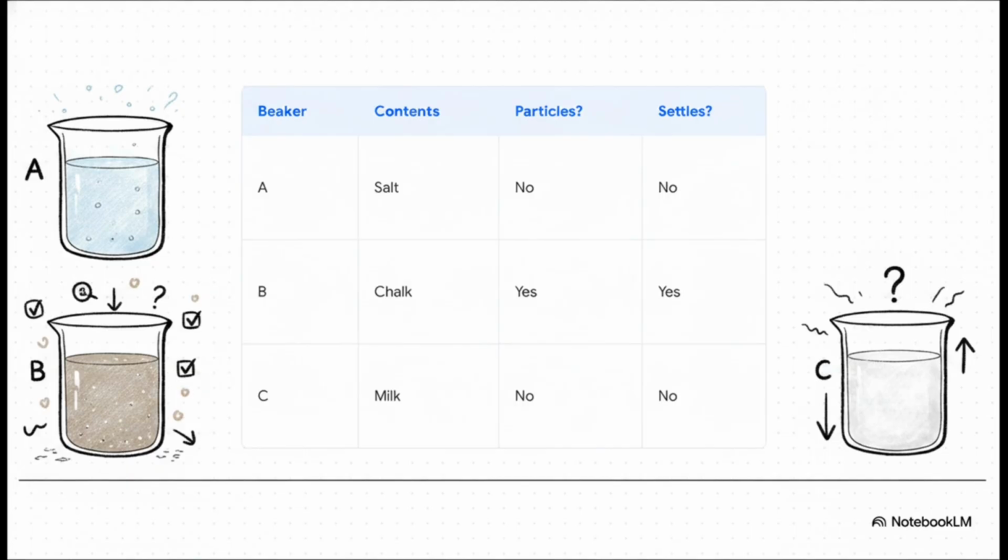Now, beaker B with the chalk powder, totally different story. Those chalk particles are super easy to see, the water looks really muddy, and yeah, if we wait a little bit, those chalk particles are absolutely gonna settle right at the bottom. But beaker C, the milk and water, well, that's our wild card. The liquid looks cloudy, sure, but we can't actually see the individual particles with our naked eye, and crucially, they do not settle over time. So we're looking at three wildly different behaviors here.